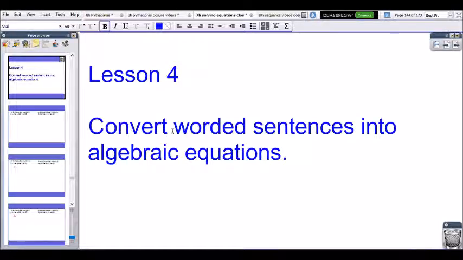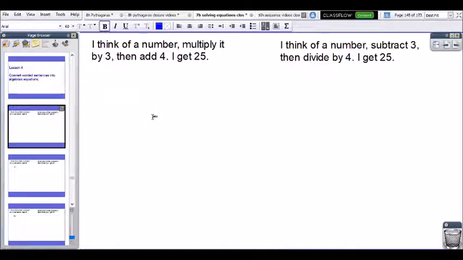Today we're going to be looking at how to convert a sentence into an algebraic equation. So, as an example, I'm thinking of a number, I multiply it by 3, then add 4. I get an answer of 25.